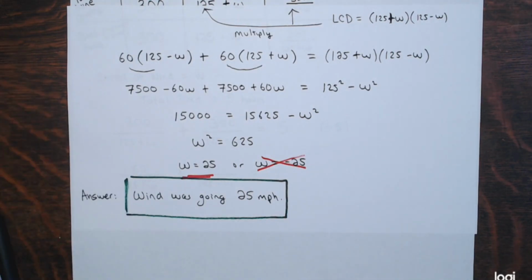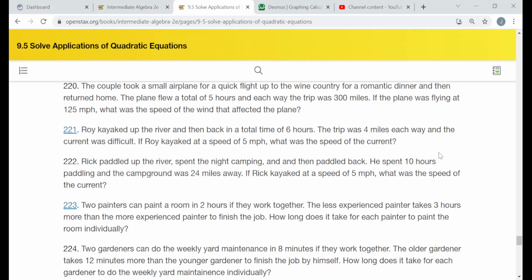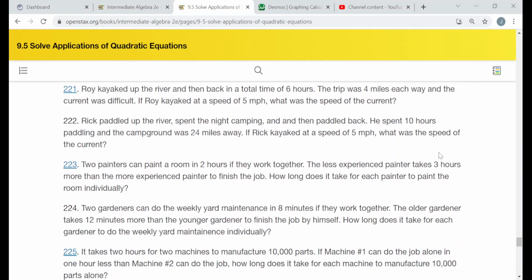Okay, so yeah, that was a lot there, but hopefully I refreshed your memory on how to work a uniform motion problem. Right? Distance equals rate times time. Because this next problem is also a uniform motion problem. All right, so next question, exercise 222.